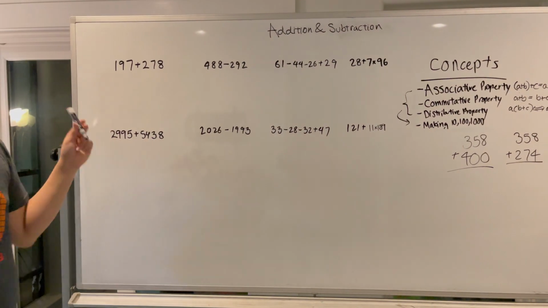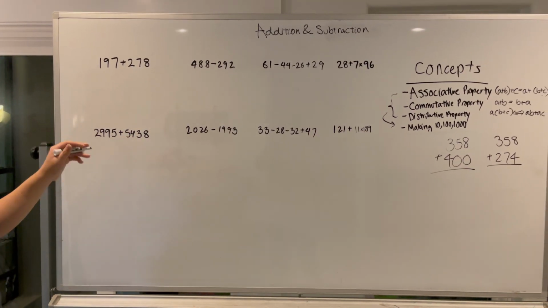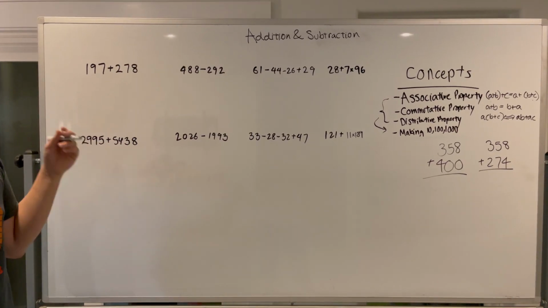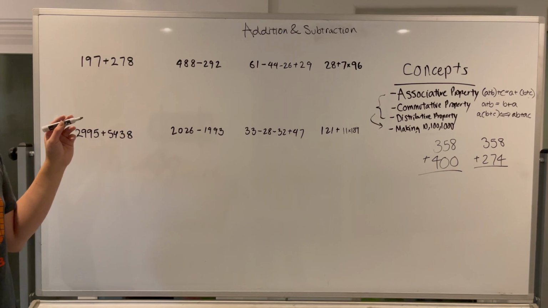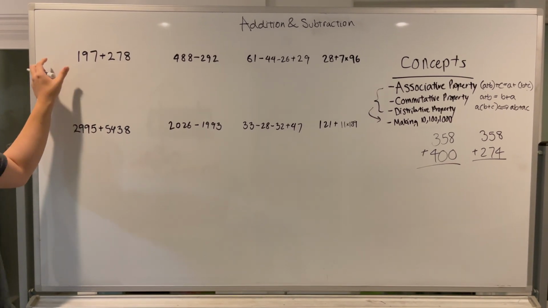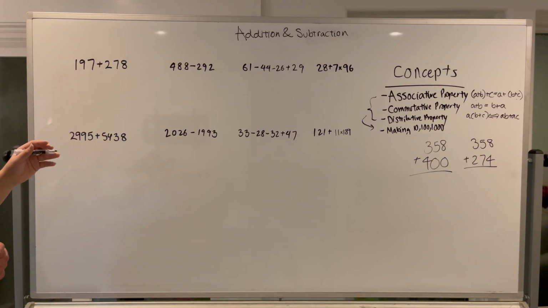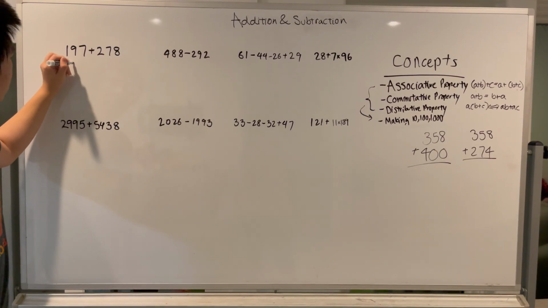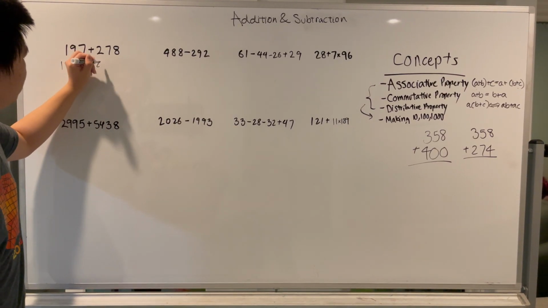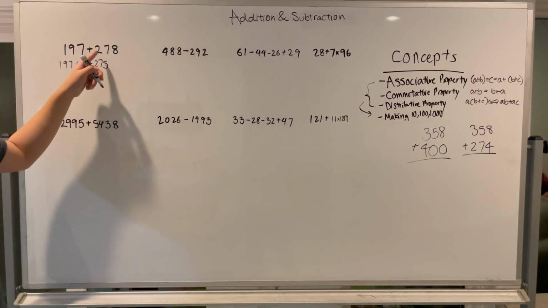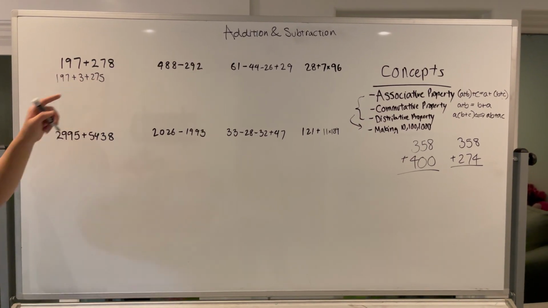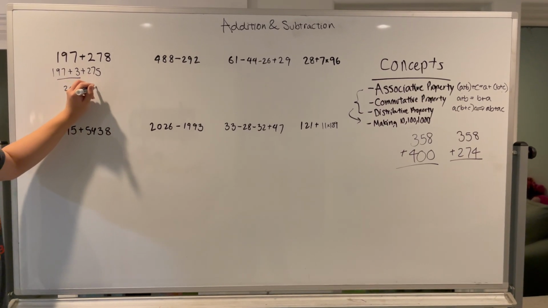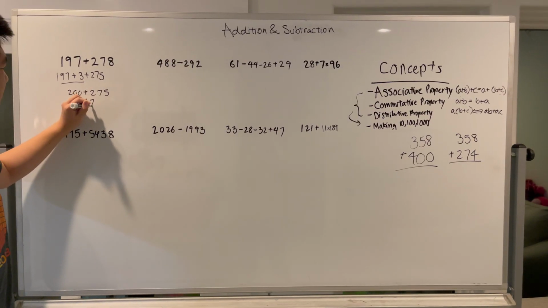For example, take a look at this question: 197 plus 278. If we just do this using the column method, we're going to run into a lot of carrying. But we can notice that 197 is actually really close to 200 already. It just needs a 3 to get to 200. So we can basically just get 3 from 278. What we can do is mentally write this as 197 plus 3 plus 275, because we've decomposed this 278 into 3 and 275. And now we can regroup this to write 200 plus 275, which is of course equal to 475.